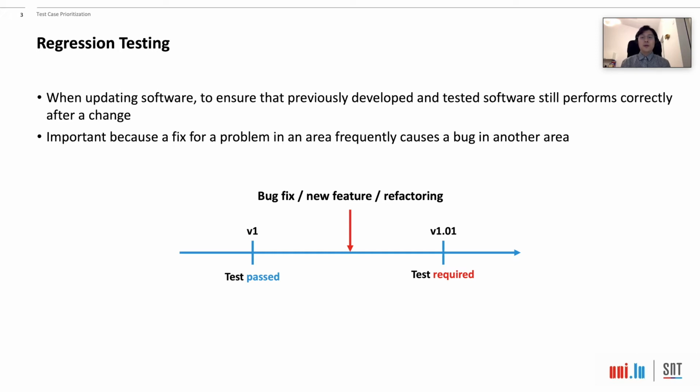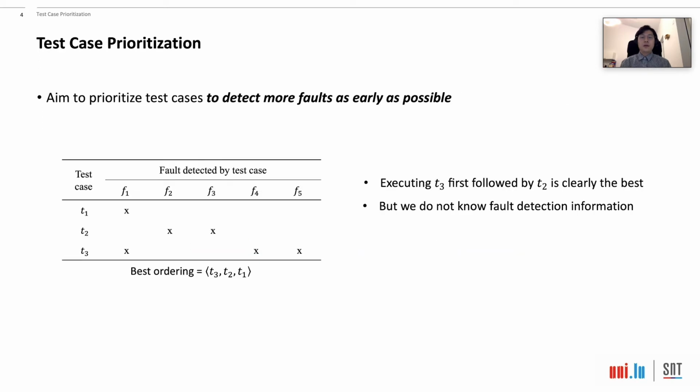When we update the software, it is very important to ensure that previously developed and tested software still performs correctly after a change. It is important because a fix for a problem in one area frequently causes a bug in another area. There is one important question: can we detect potential faults as early as possible? Test case prioritization addresses the question.